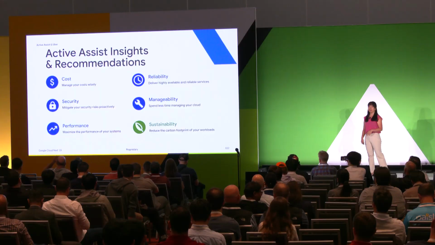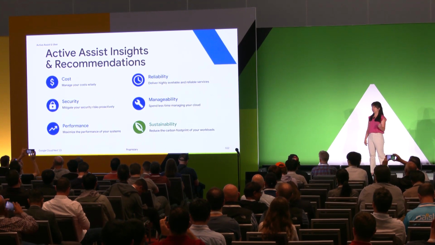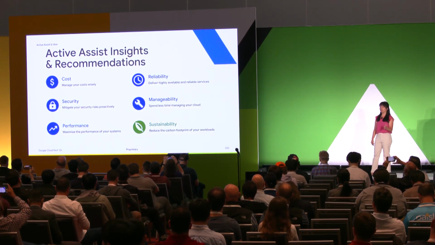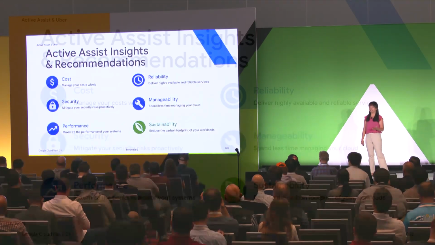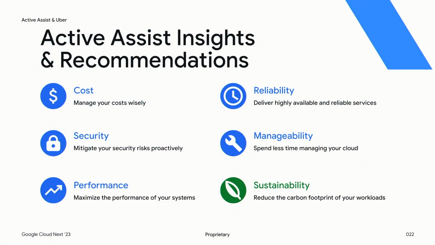So Active Assist have insights and recommendations that help you optimize your cloud across a variety of value pillars, whether it's you want to optimize your cost, improve your reliability, improve your performance, etc. So like I said, they are available to you today on your Google Cloud projects. You can see them on the UI, API, CLI, or you can export them to a BigQuery dataset. And so with that, I'll invite Michael onto the stage, who will talk a little bit about how Uber was able to integrate with Active Assist in their own intelligent automation solution.